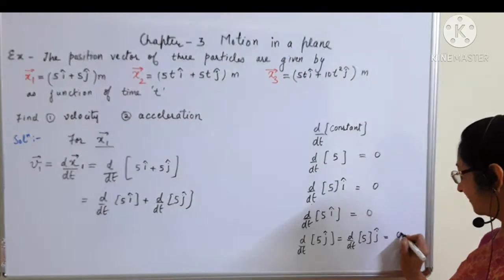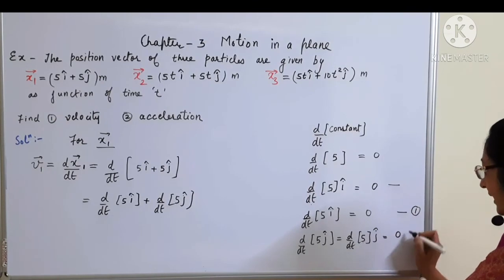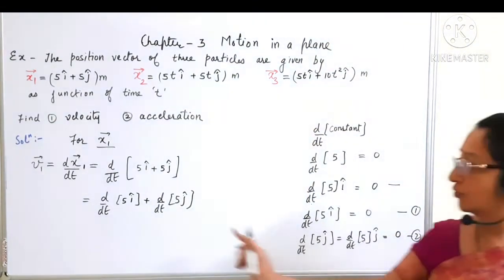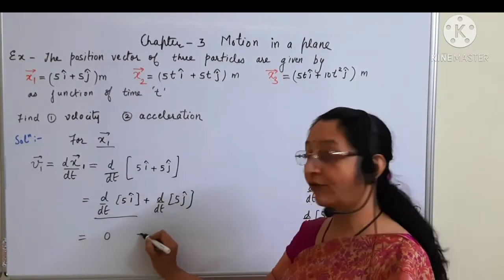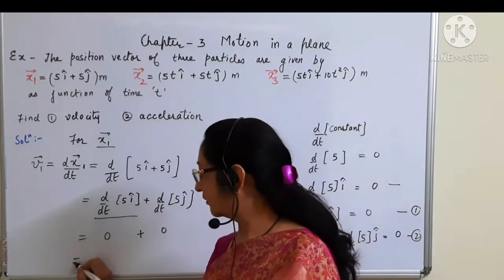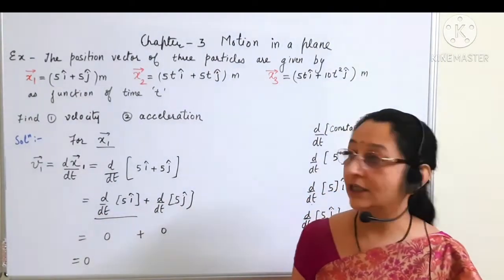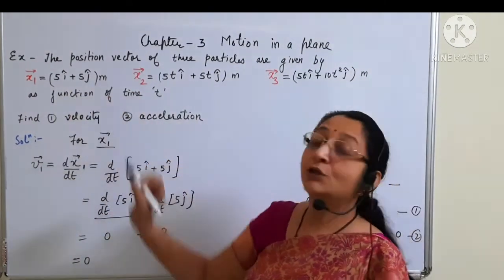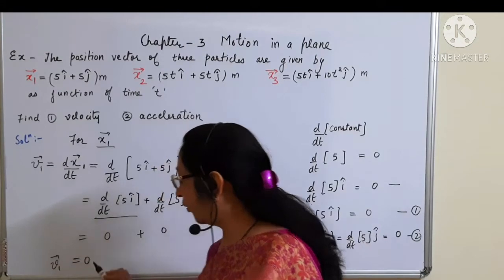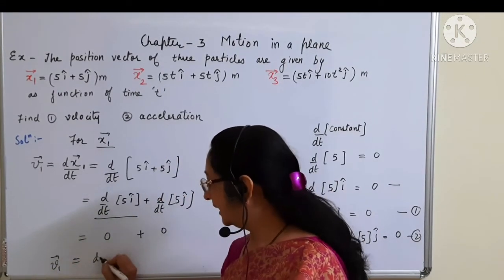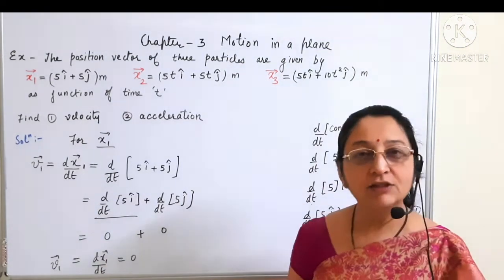So this is equal to 0. Both of these terms, this 1 and this 2, we have got 0. From this 1 and 2 we get ddt of 5i is 0 plus ddt of 5j is 0. So this is equal to 0. So what we have found is that v1, the velocity of the first particle x1, that is dx1 upon dt, is equal to 0. This we have found out.